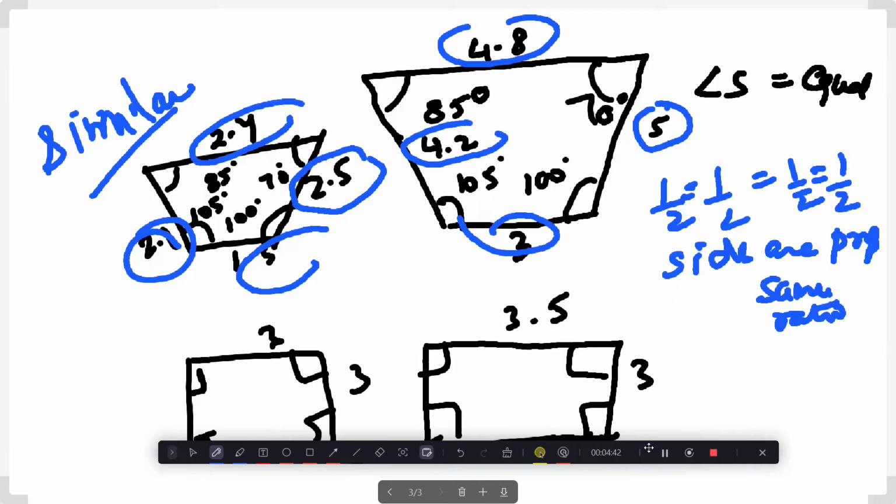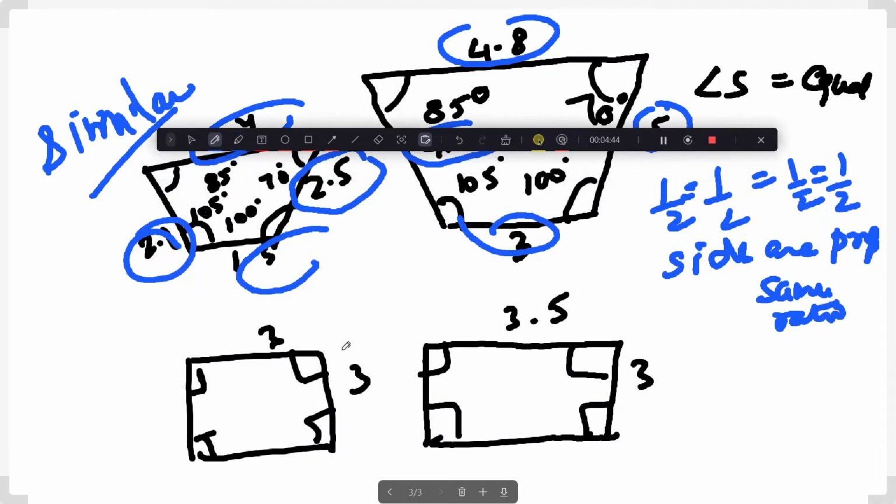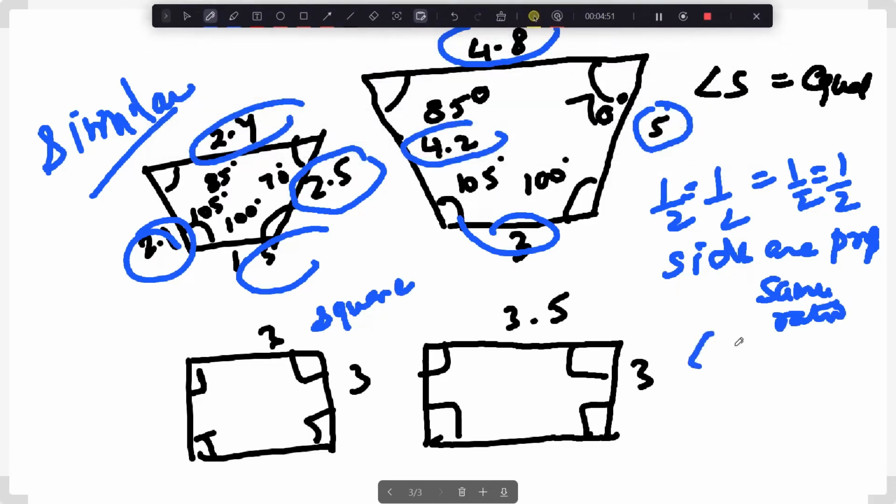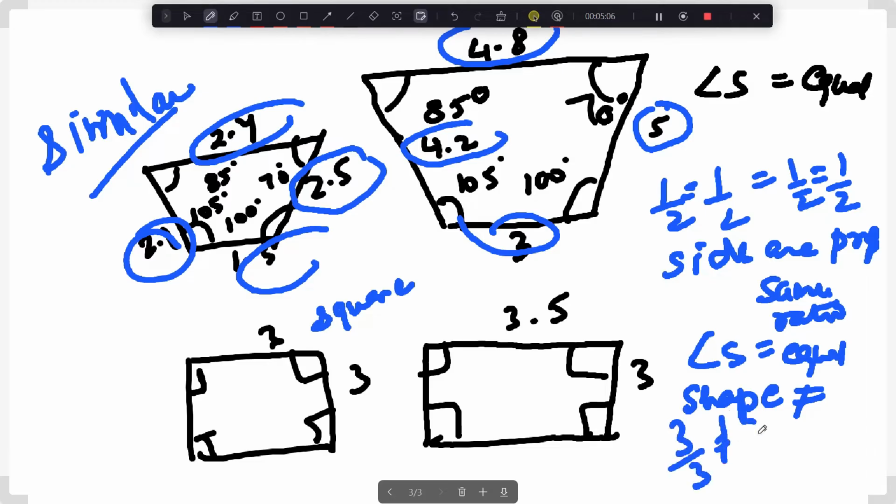Now what about these two figures that I have shown here? One is a square and the angles are equal, and one is a rectangle. Of course, by shape itself we can say that the shape is not the same. But going by this side proportion also, 3 by 3 is not equal to 3 by 3.5. Right? 3 by 3.5, 3 by 3. So not similar.